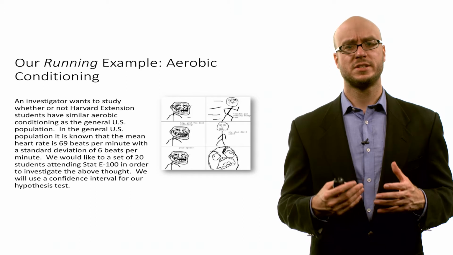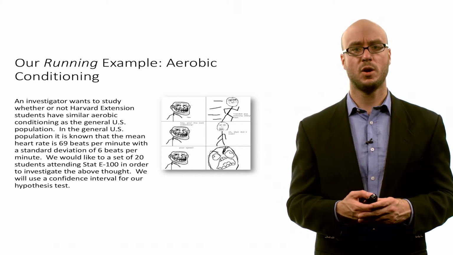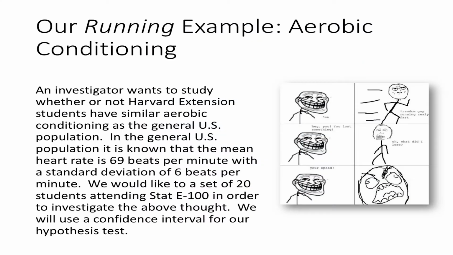So let's look at this example of aerobic conditioning. Suppose an investigator wants to study whether or not Harvard Extension students have similar aerobic conditioning as the general US population. For the general US population, it is known that the mean heart rate is 69 beats per minute with a standard deviation of 6 beats per minute. So we have this value of mu and this value of sigma, the population standard deviation. We would like to gather a group of 20 students who are attending STAT100 in order to investigate this thought. We will use a confidence interval for our hypothesis test for now.